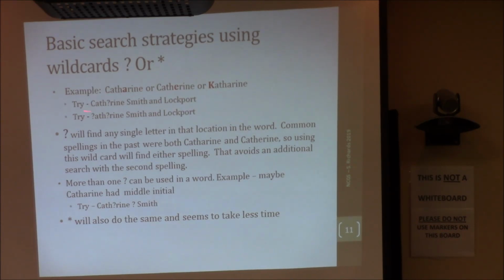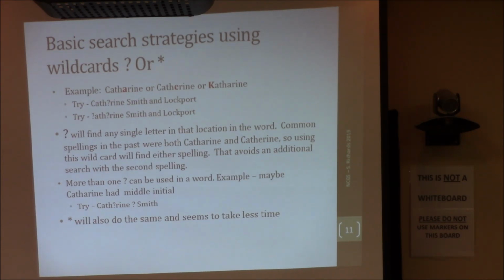You can also use two of these. Let's say you want to account for all three of these. So you put the question mark there because you don't know whether it's a C or a K. And then you put the question mark there because you don't know whether it's an A or an E. I will tell you one of the differences I have found from this asterisk to this question mark. That question mark takes twice as long. I don't know why that is. Twice as long. I tend to use the star.